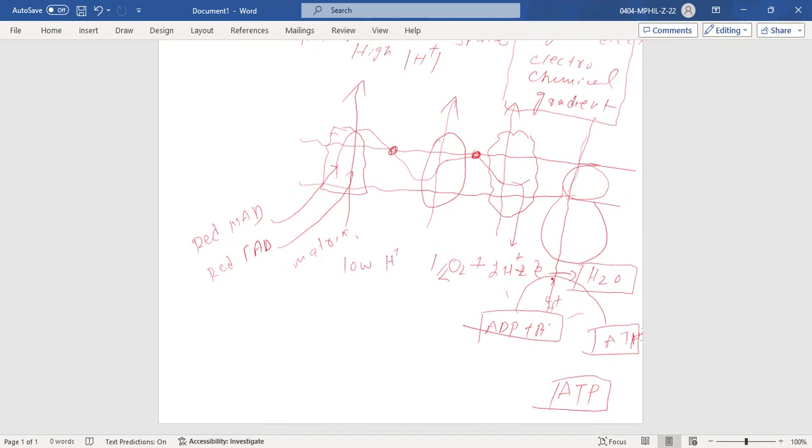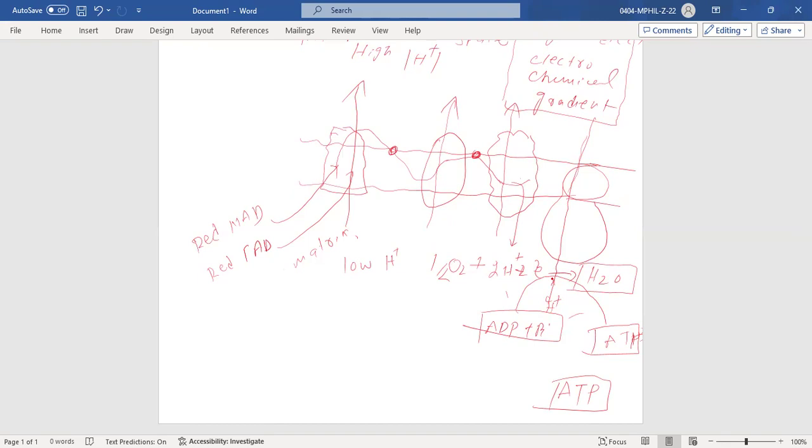To synthesize ATP. So these ATPs which are synthesized here are the target molecule which will be required to run all the chemical reactions, all the other processes in the body. So this is how, by using this electron transport chain, we have synthesized ATP. This is how ATP is synthesized in respiration, and specifically in the electron transport chain.